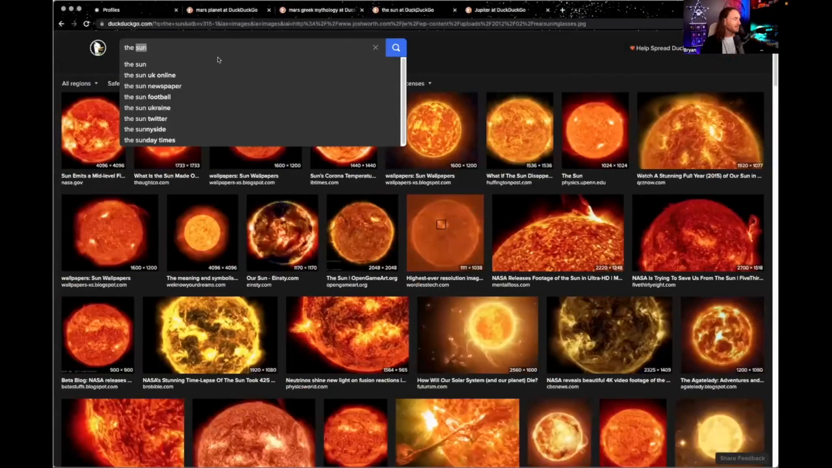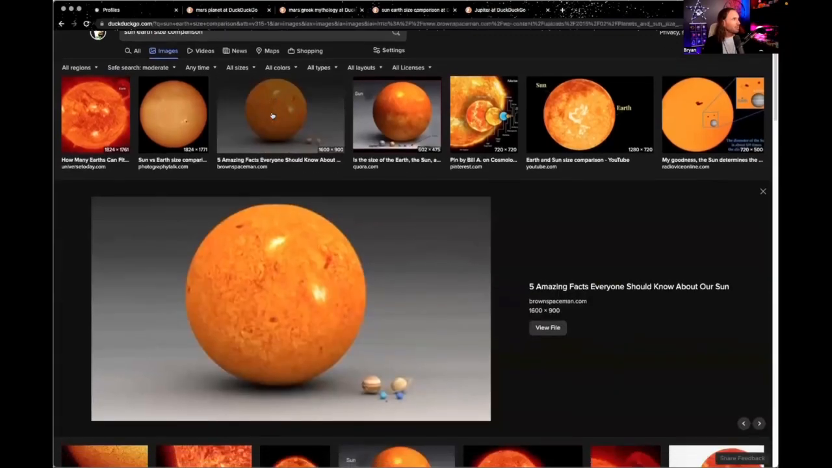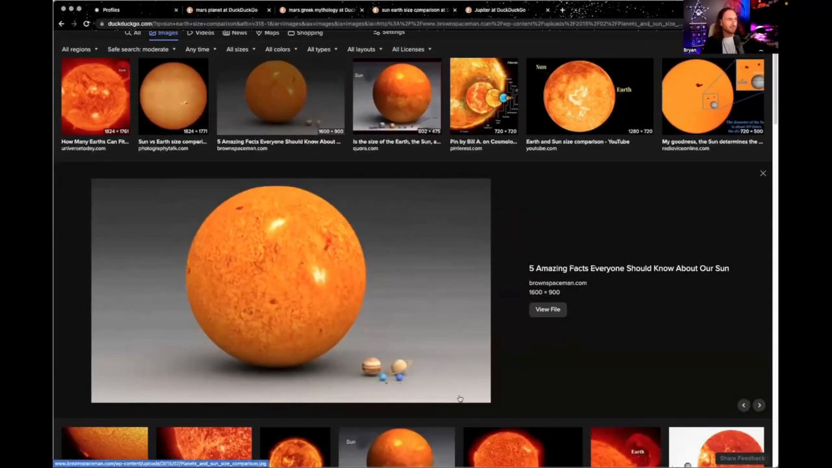Another perspective is sun, earth, size comparison. Oh yeah, it's a big sun. I mean, Jupiter is ginormous. Saturn's big too. Uranus and Neptune are big. Look at these little marbles. So, that's how big of a personality you can have with where your sun's at.